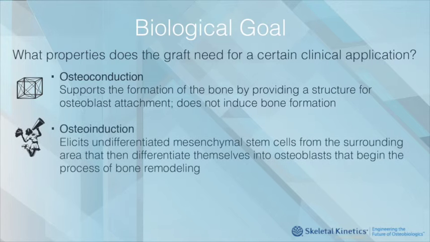The next part of biological goal is osteoinduction. This elicits undifferentiated mesenchymal stem cells from the surrounding area that then differentiate themselves into osteoblasts that begin the process of bone remodeling. Essentially, this is the cheerleader in the bone growth process. It's not the bricks or the mortar, it's not the lattice work or the framework, but it's the necessary component in order to catalyze new bone formation. This process starts with osteoclastic resorption and then follows with osteoblast formation.